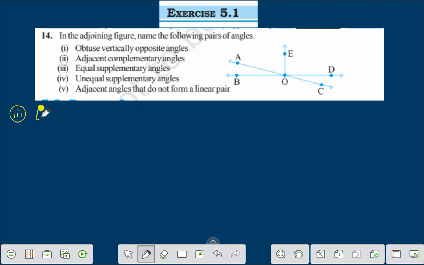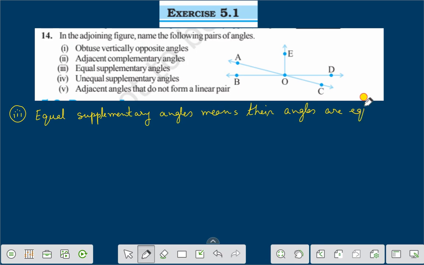What is the meaning? The meaning of equal supplementary angles is that the angles are equal, and the sum of their angles should be 180 degree.